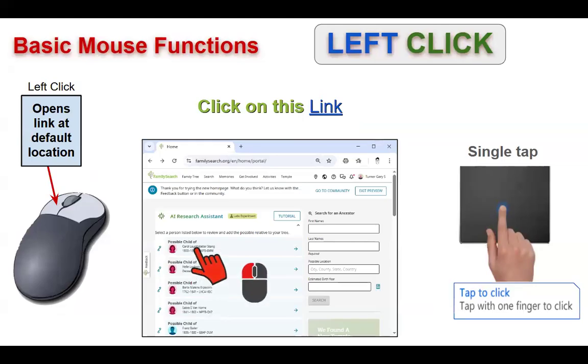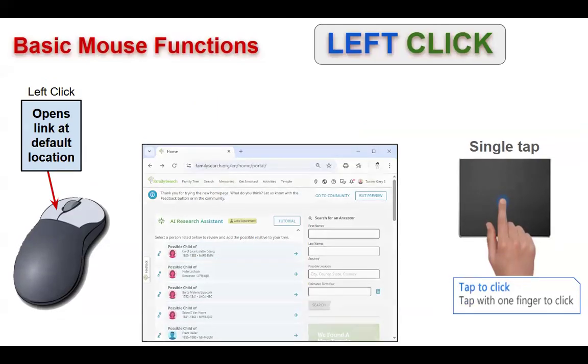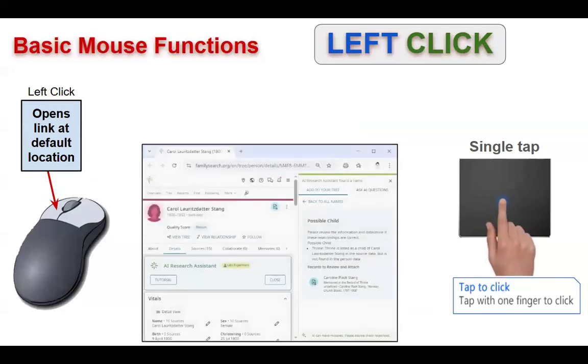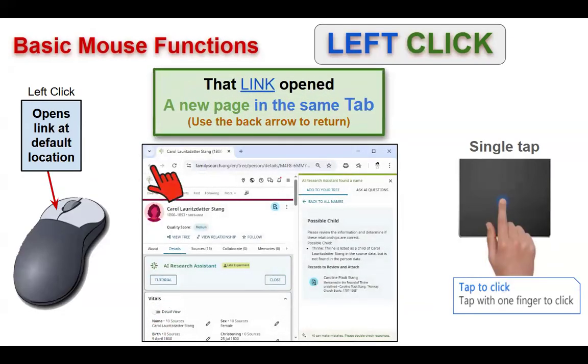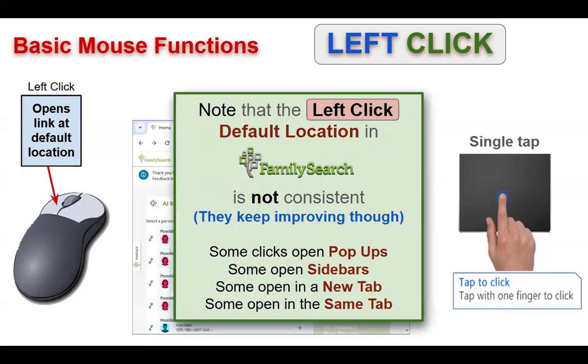Now we're going to open this link. If you watch, that link opened a web page in the same screen, in the same tab as the previous one. When that happens, to get back to where you were, you have to use the back arrow.